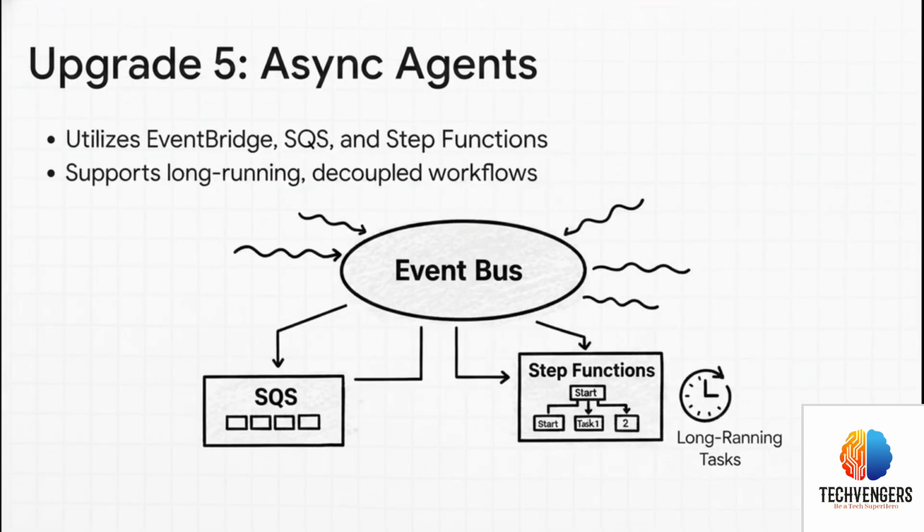But here's the thing. Not all tasks are quick. Some complex jobs can take a while. So you can't just wait for an answer. You have to start thinking asynchronously. And this is our 5th upgrade. By using services like EventBridge, SQS, and Step Functions, you can build these amazing event-driven workflows. They handle those long-running processes beautifully in a decoupled way. The result? Your system becomes way more resilient and can scale like crazy.